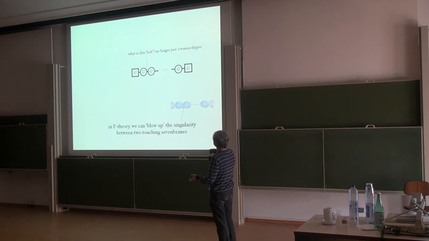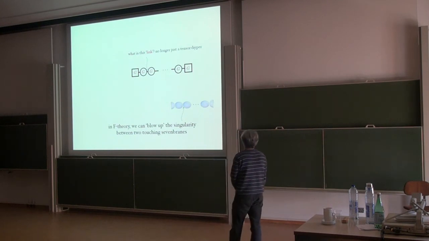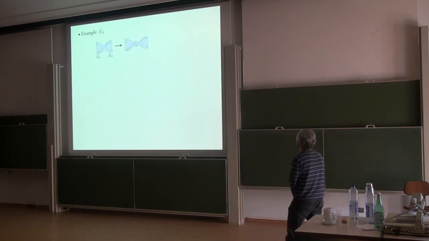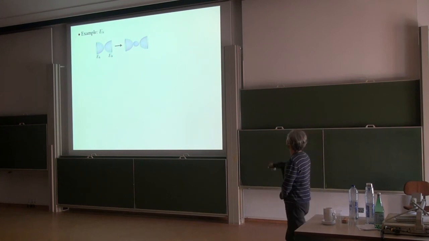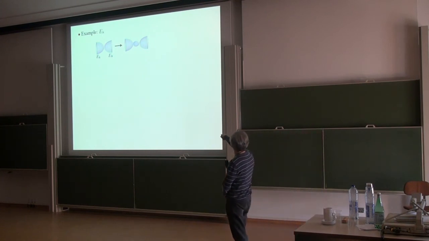So to understand what's going on, you better blow up. Whenever you see a singularity, your instinct is to blow up, to resolve it and to see what's going on. So this is what a blow up looks like. Instead of having this singular point, now you have this new S2 in the geometry. But it turns out that in this particular case, for example, here I'm depicting E8 and E8, these two points where the things touch are also singular. So, what do we do?